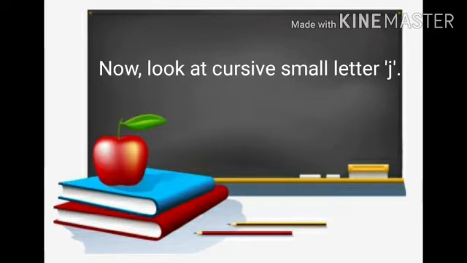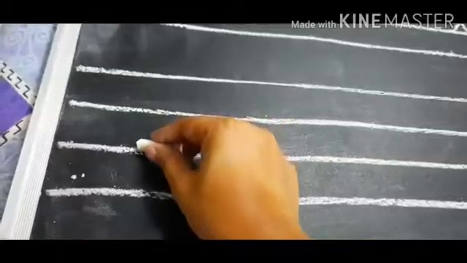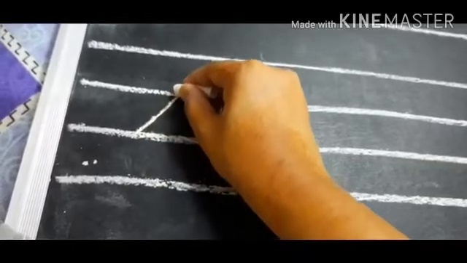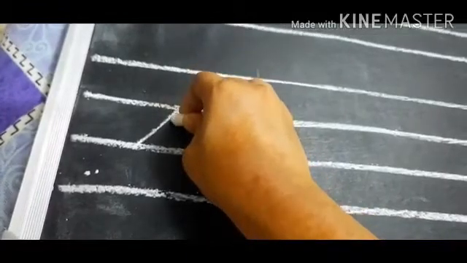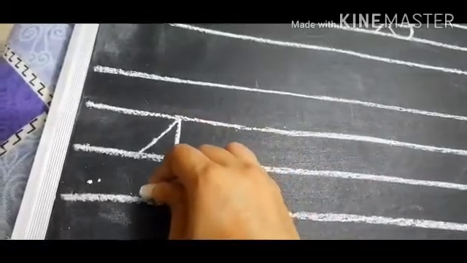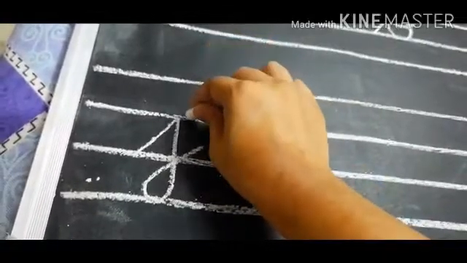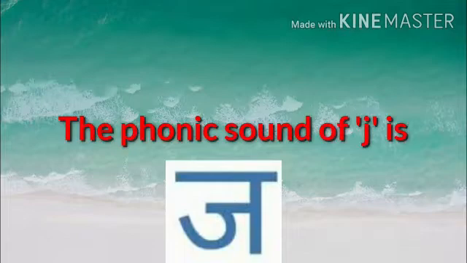Now look at cursive small letter J. To make cursive J, we will begin from our third line. First, second and third. From the third line, we will go slant, touch the second line. Then from here, we will make a standing line, touching the fourth line, and from here, we will take a turn like this. And in between first and second line, we will put a dot. Cursive J. The phonic sound of J is Ja.